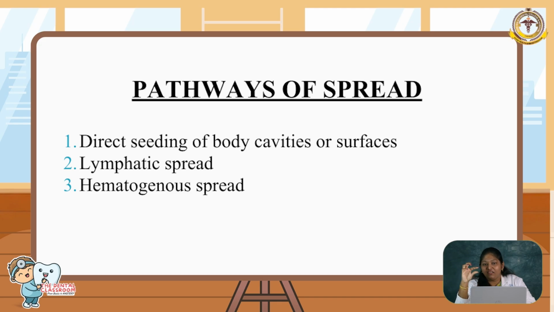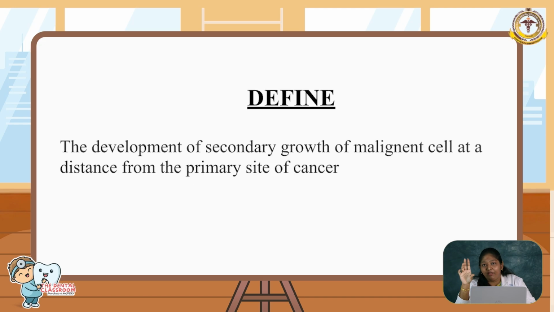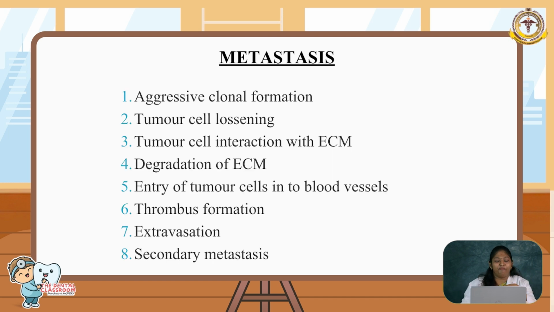So the term metastasis, how do you define it? Development of secondary growth of a malignant cell at a distance from the primary site. All definitions are not to be memorized; you should understand and define it. So from the primary site, it dislodges, goes to the secondary sites and proliferates, developing into a tumor. This is the pathway of metastasis, which again has 8 cardinal features, because how it goes, enters and leaves makes up the 8 major points.